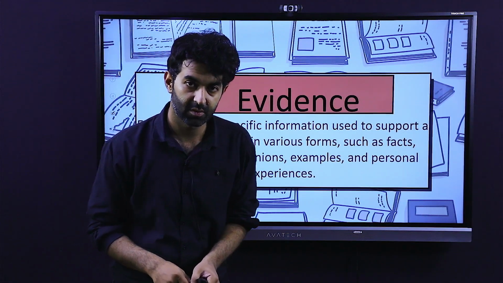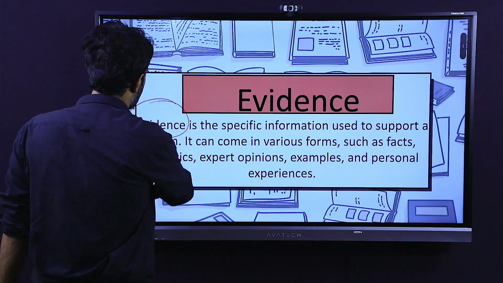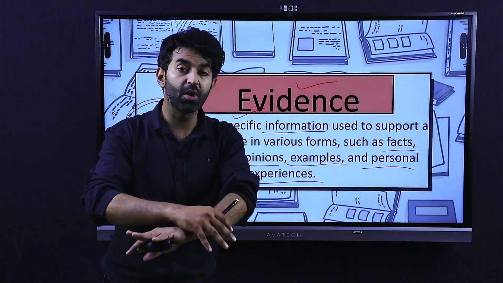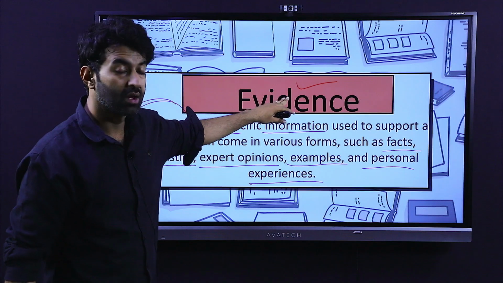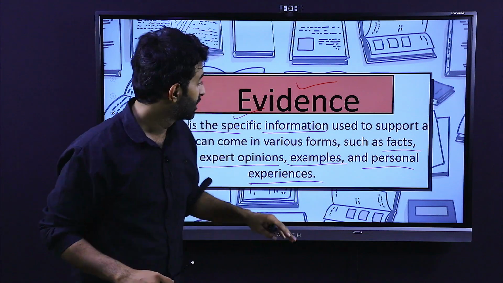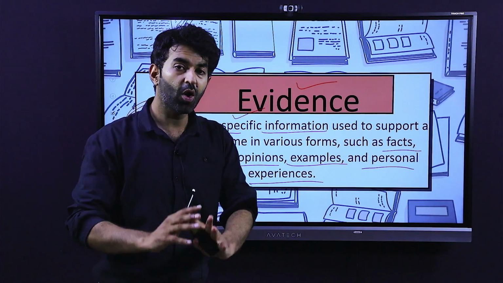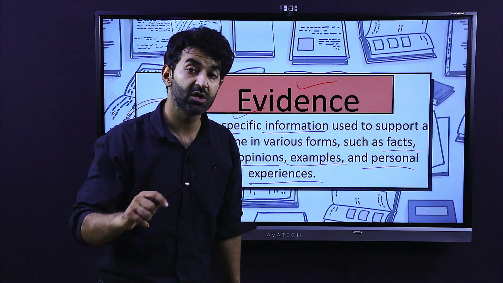Now, let's talk about evidence. Our evidence in our argumentative essay is the particular and specific information used to support a claim. Again, why are we providing evidence? We are providing it to support our claim. It can come in various forms: you can quote facts, statistics, expert opinions, examples from your observations of daily life, and also personal experiences or people's personal experiences. So if you combine all these things together, they will be your evidence. We are talking about facts, statistics, expert opinions, examples, personal experiences. All of these combined will be your evidence, which ultimately supports your claim.